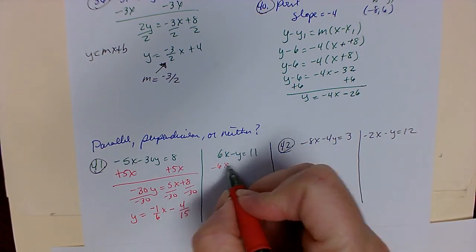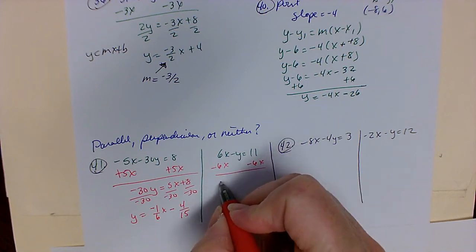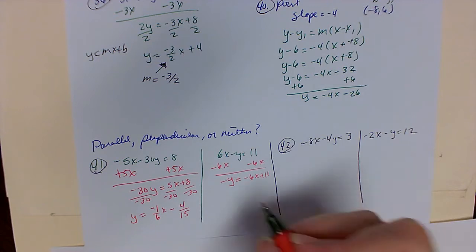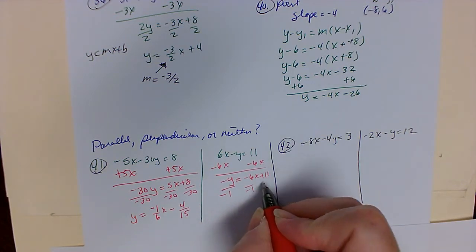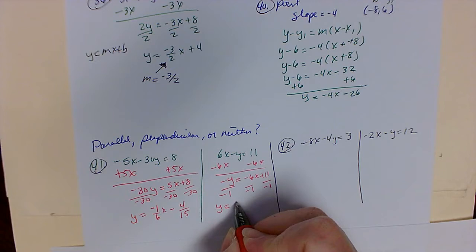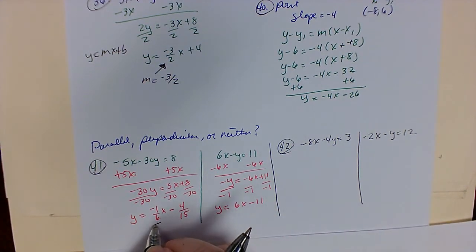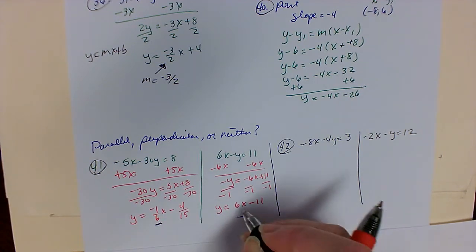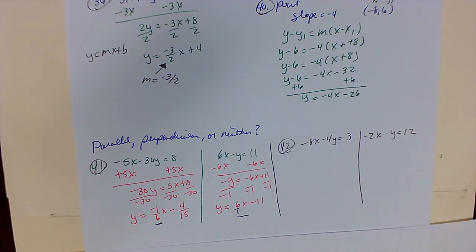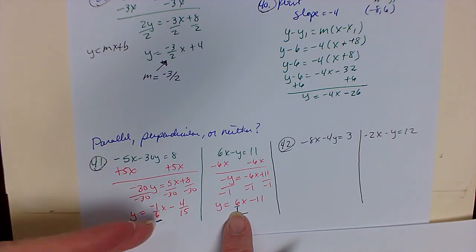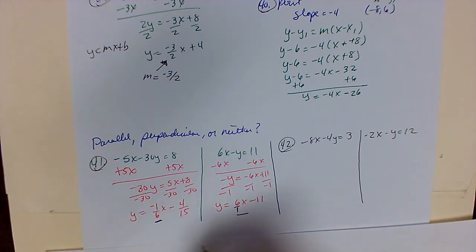Over here, we're going to subtract our 6x. And that'll leave us with negative y is equal to negative 6x plus 11. Divide each term by negative 1. And we get y is equal to positive 6x minus 11. This is our slope here, and this is our slope here. Remember, any whole number is over a 1. These are opposite signs. This is negative, this is positive, and our number is flipped. So this makes this perpendicular.